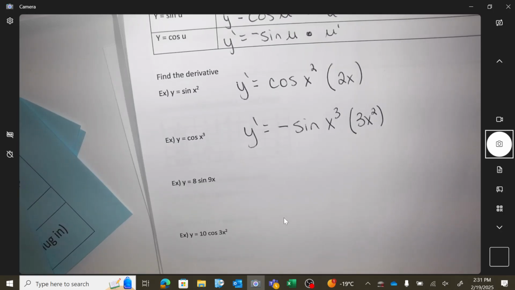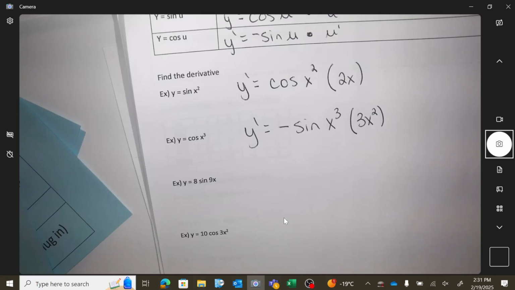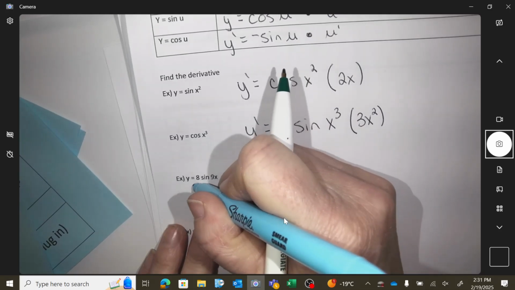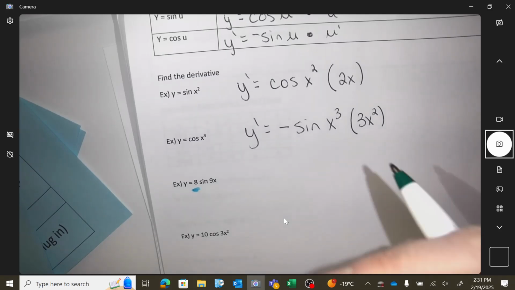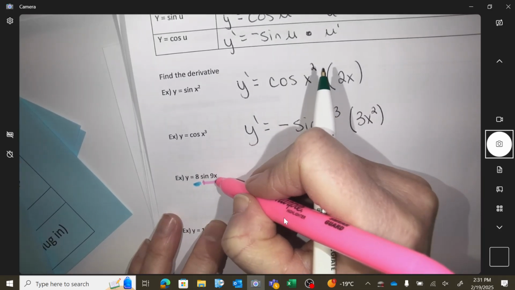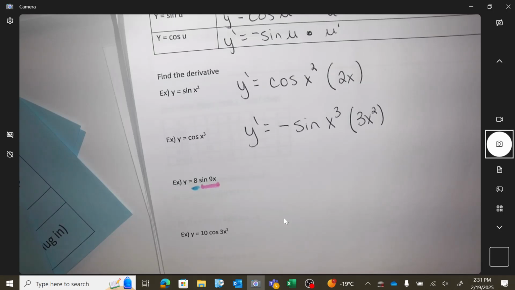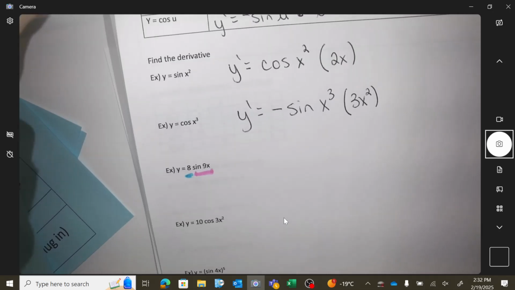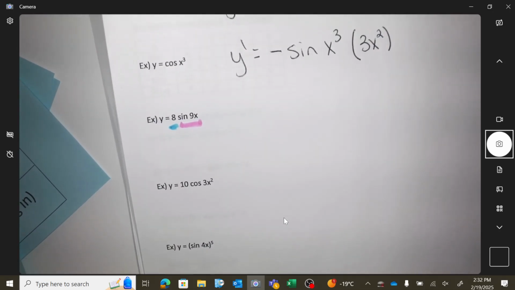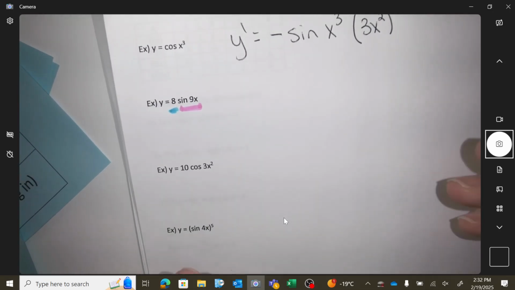Okay, on the third example, I would take it as a product. Okay, I'll do it the long way, and then I think the next one we'll do it the short way. So, do you see my two things? I'm going to do a product. Is that okay? I've highlighted them there. Okay, here we go.